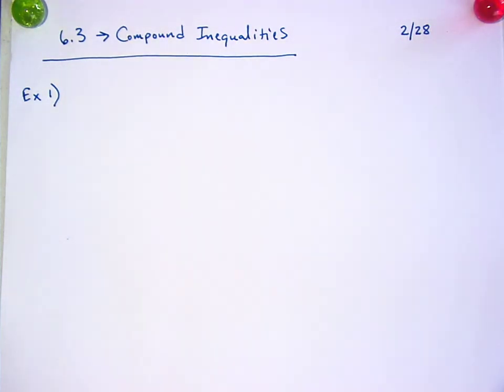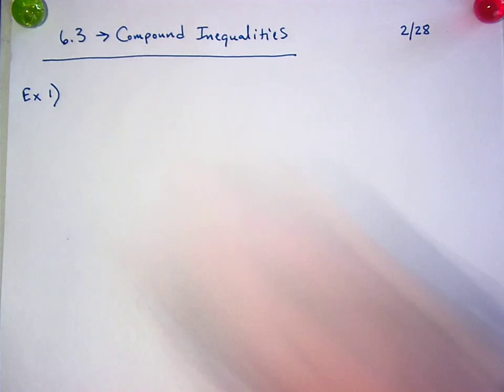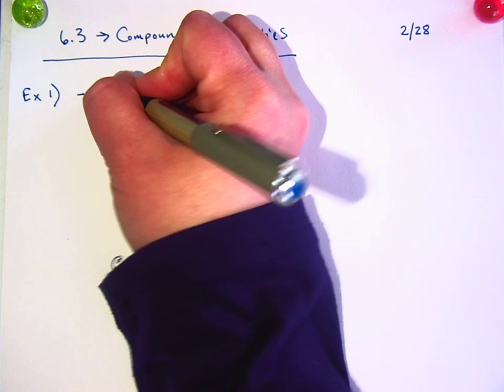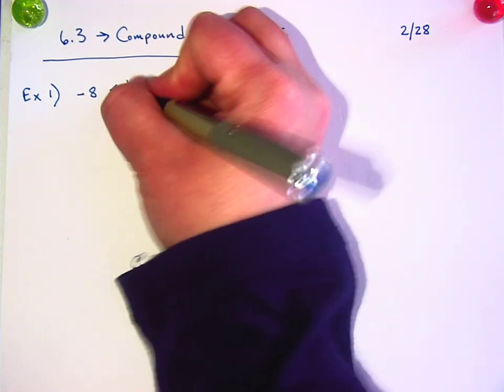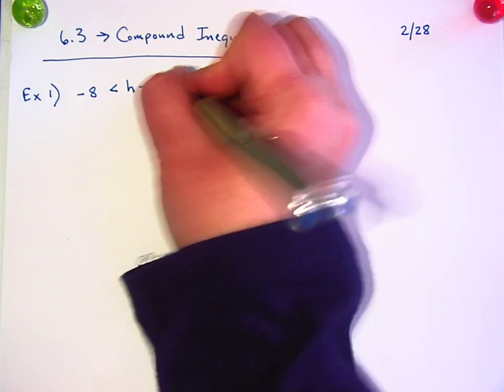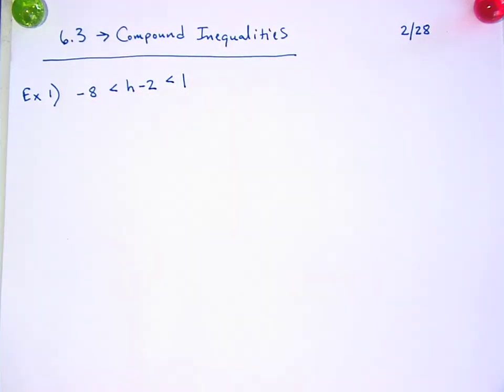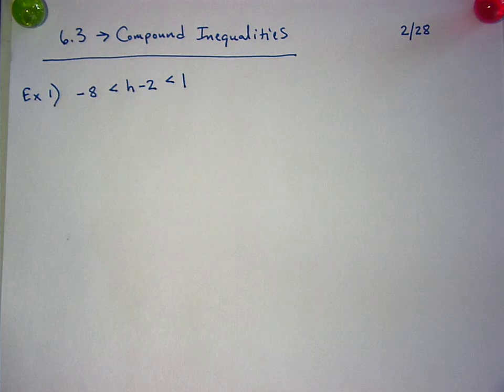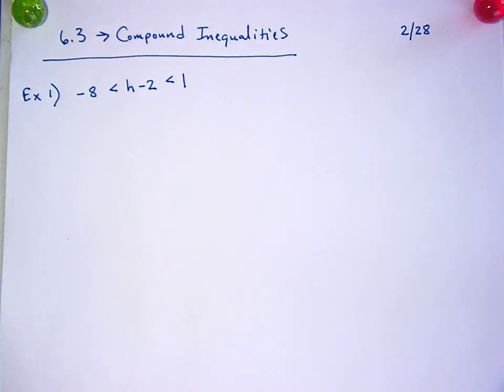All right, so we're going to start with this one. -8 is less than h minus 2 is less than 1. Yes? I was going to ask about if it was less than or greater than. Got it. So this is -8 is less than h minus 2 is less than 1.